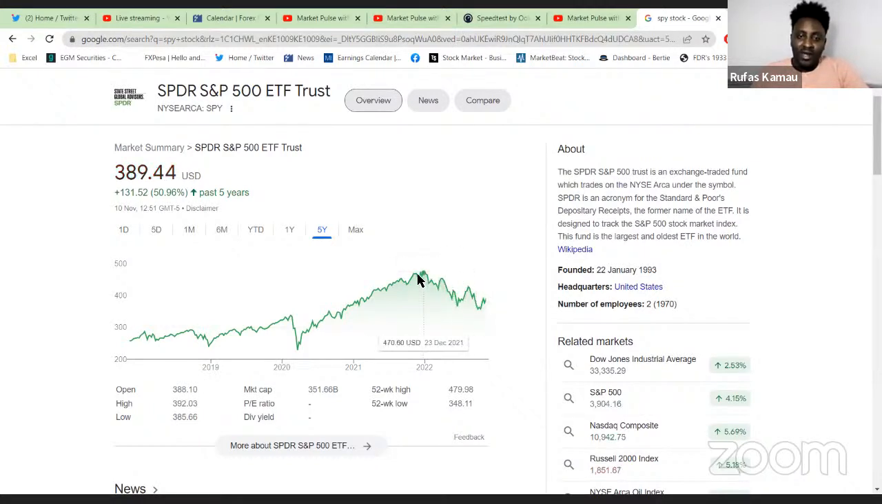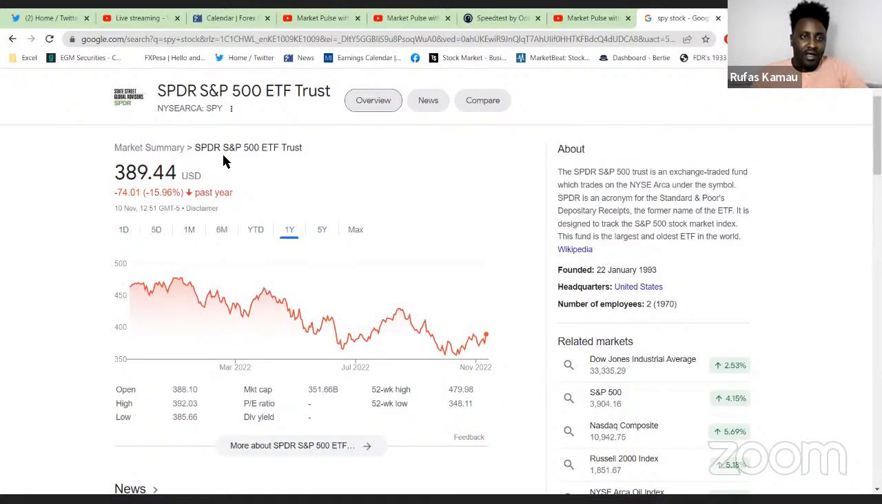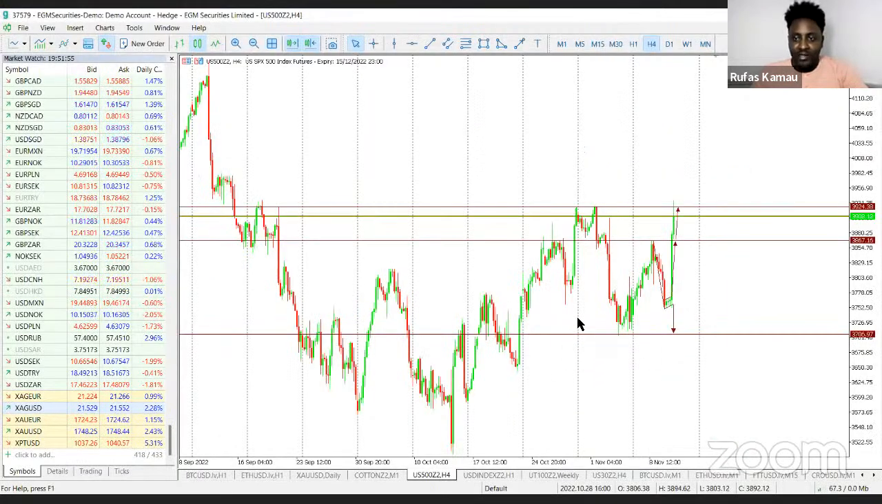So now that we have been in a bear market for a year, if you look at the performance year to date or the last 1 year, the SPDR 500 ETF is down 15.96%. So this might mark the end of the bear market and the beginning of a bull market. And if this is so, then it makes sense to start betting on the next bull market. And I believe this is the phase we're experiencing in the market right now. So I hope that answers your question.